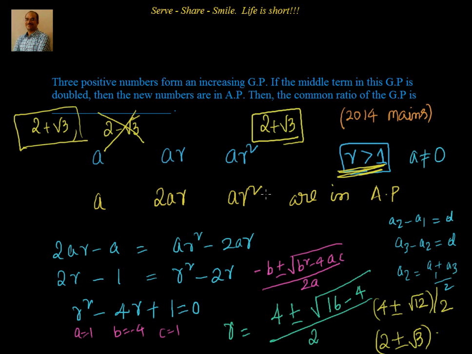They are in AP. So that means we know that when A1, A2, A3 are in AP, A2 equals A1 plus A3 by 2, or A2 minus A1 equals A3 minus A2 is equal to the common difference. By applying that, we can directly find out the value of R as 2 plus or minus root 3. We will consider only 2 plus root 3 because we have been told that three positive numbers form an increasing GP. That means R should be greater than 1. Then only the successive terms of the GP will be going on in the increasing fashion. So that's one example.